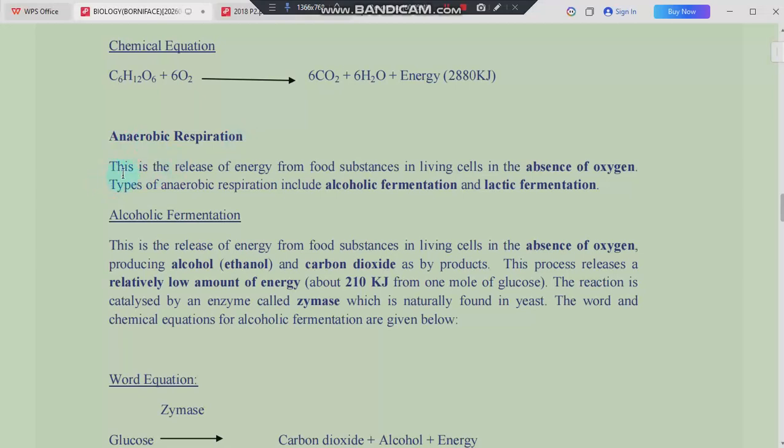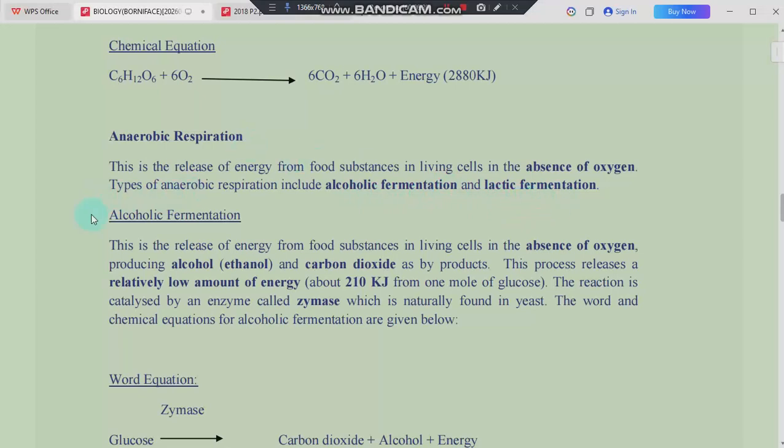So whenever you hear of anaerobic respiration, this is simply the release of energy from food substances in living cells in the absence of oxygen. In aerobic respiration, it happens in the presence of oxygen. In anaerobic respiration, this type occurs in the absence of oxygen. Since we are dealing with the absence of oxygen, we need to know that there are two types of anaerobic respiration. That is alcoholic fermentation, where we produce an alcohol, for example, ethanol, and we also have lactic fermentation, where we produce lactic acid.